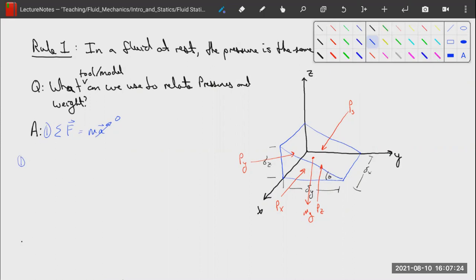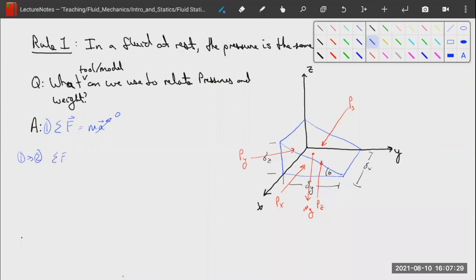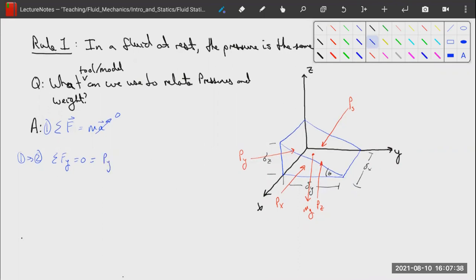We go from 1 to 2, and we say that the sum of the forces in the y direction is equal to 0, is equal to, and then let's just write them out. So in the y direction, we have Py, and that's multiplied by an area. So Py multiplied by an area.